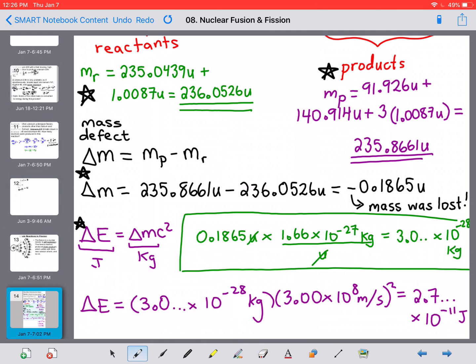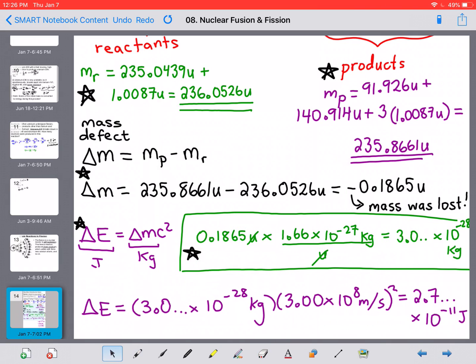Okay, so what I am doing here in the green box is I'm converting from U into kilograms. To do that, you just multiply by 1.66 times 10 to the negative 27. So the mass defect is 3 times 10 to the negative 28 kilograms. Now I'm leaving the negative out in this step because, again, the negative just tells me that mass was lost, and I just want to get a number for my final answer. I don't really care if that number is positive or negative, so I'm just going to leave the negative out of my work.